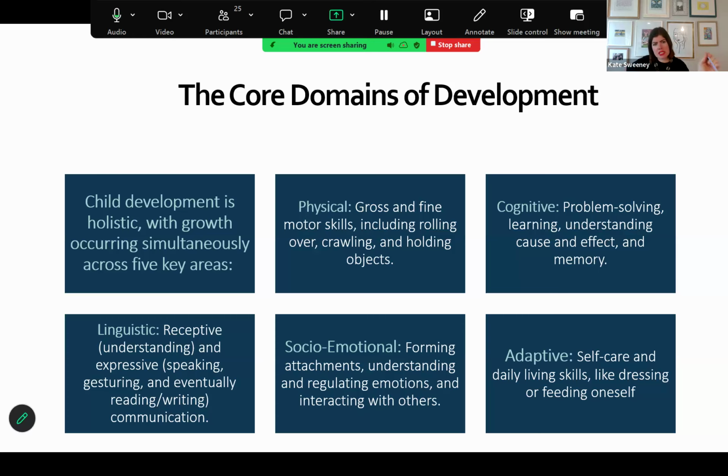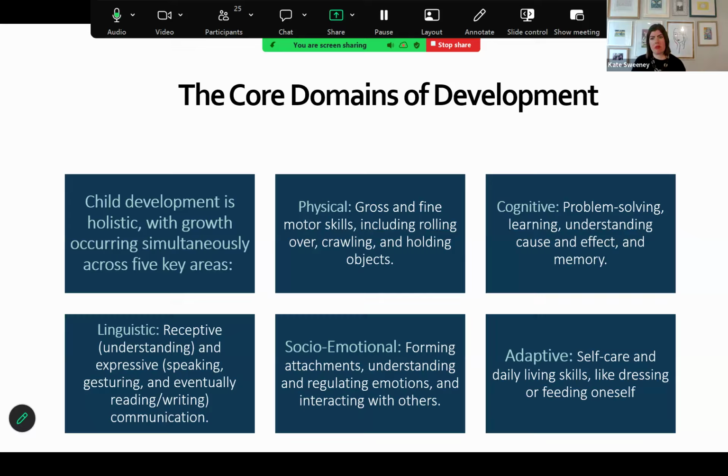The next domain of development is linguistic. So both receptive, meaning their understanding of language, and expressive. So how are they expressing language? And in general, what we know about typically developing kids is that the receptive abilities with respect to language come on board a lot quicker, a lot sooner than the expressive. So socio-emotional or social emotional domains of development, again, we're seeing here their ability to form attachments, to understand and regulate emotions, and interact with others. Those are all other person dependent. So nothing within that domain will happen on their own.